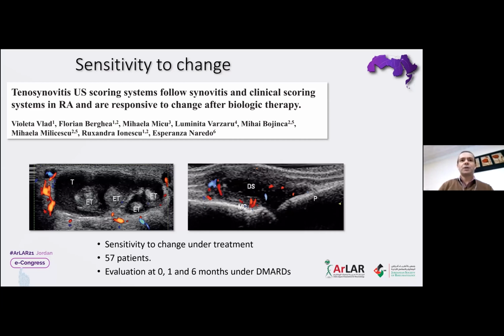Here is a Spanish study by Naredo, who tried to study the kinetics of the evolution of tenosynovitis with time under effective treatments. They included 57 patients and evaluated them at baseline, at 1 month and 6 months, performing clinical and ultrasound examinations and creating a composite score for tenosynovitis.